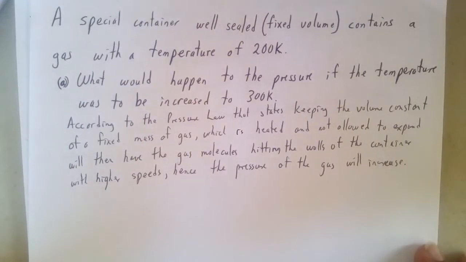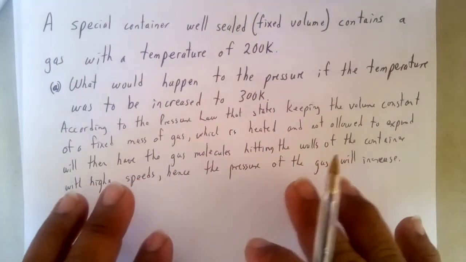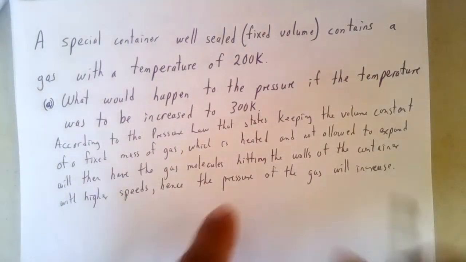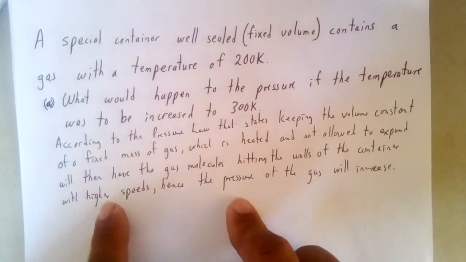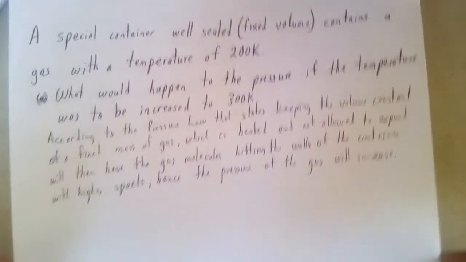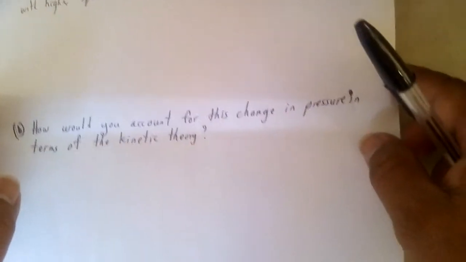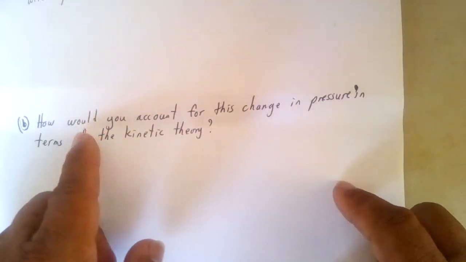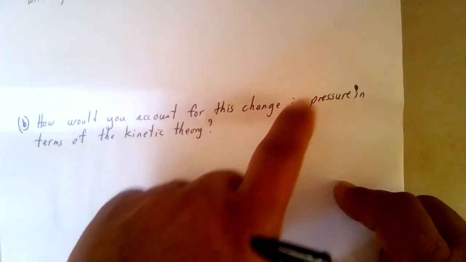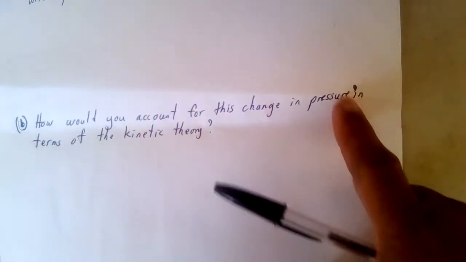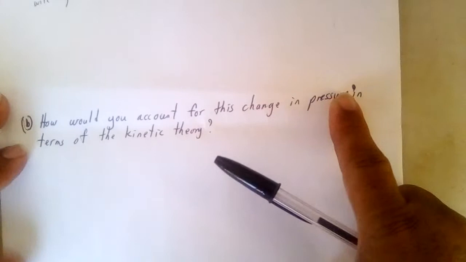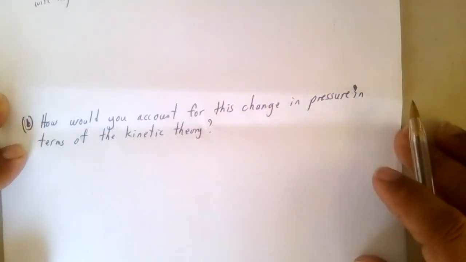Okay, so let's continue with the second part. This is the way I want to see the answer well stated. One point will be for the vocabulary that you use, and 1 point for the concept of the pressure law, because you just explained it and why it then happened. The next one says, how would you account for this change in pressure in terms of the kinetic theory? So there's a change in pressure based on the second part of the question. The way you're going to answer this one is as follows.